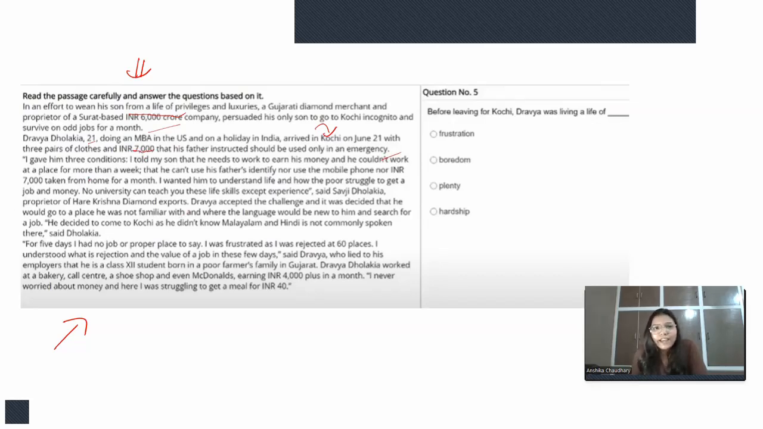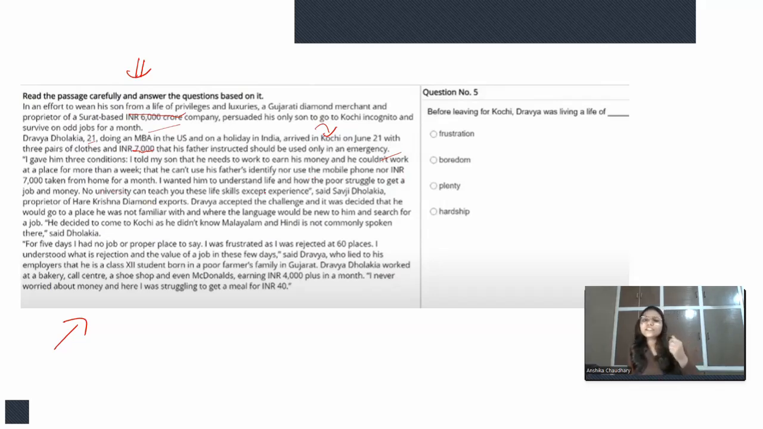I gave him 3 conditions. Like the father is telling, I gave him 3 conditions. I told my son that he needs to work to earn his money and he could not work at a place for more than a week. So one place, 1 week, he will be working, and he has to earn money for his life, and he cannot use his father's identity, nor use the mobile phone, nor those 7,000 rupees.